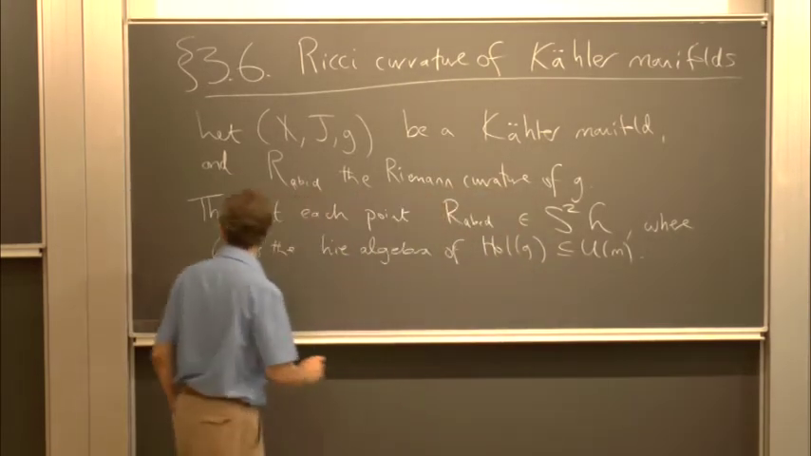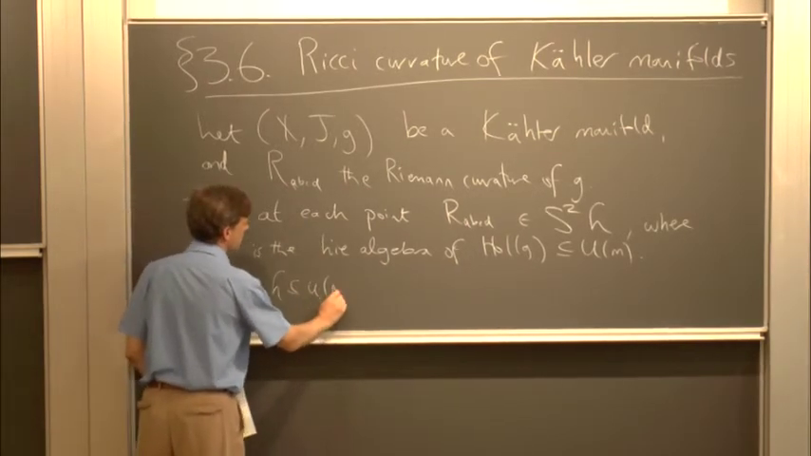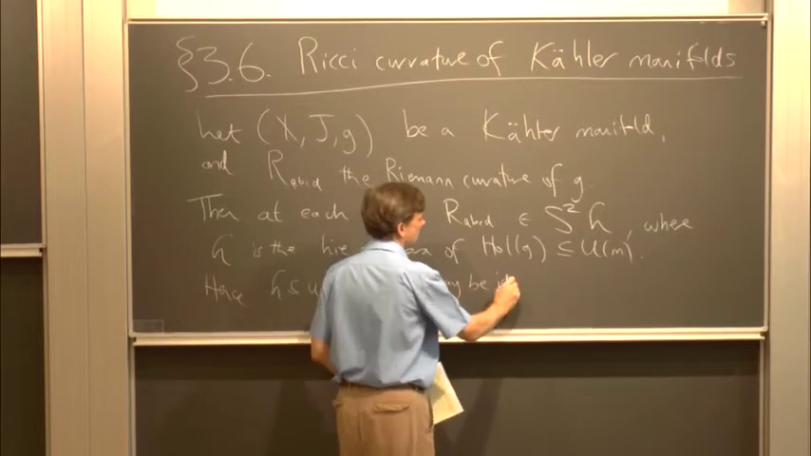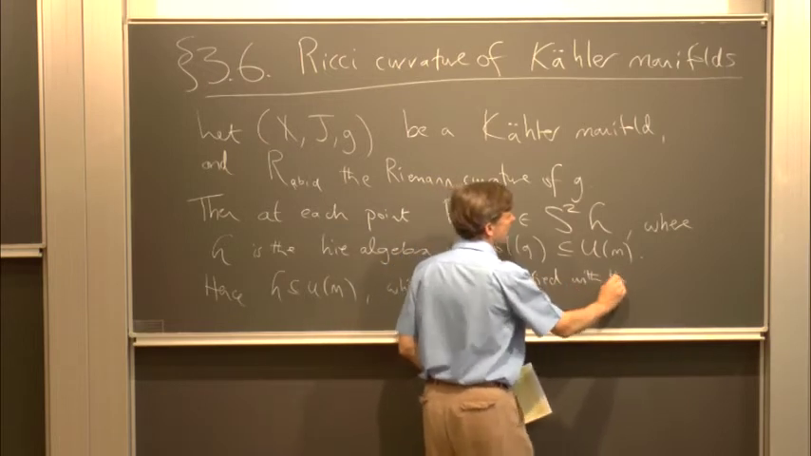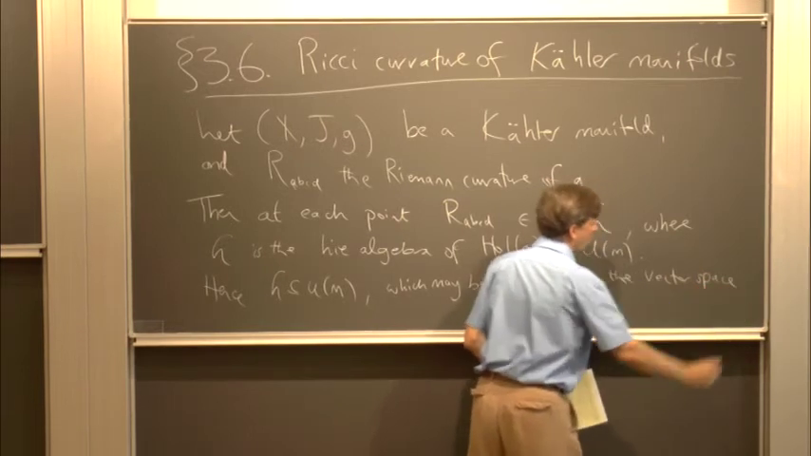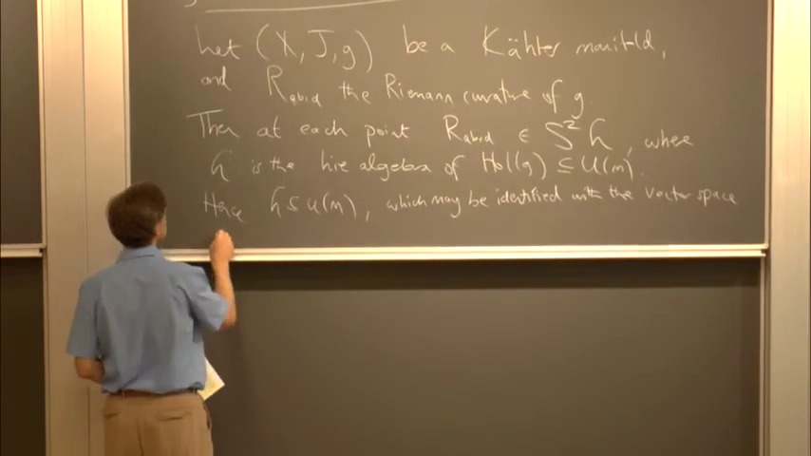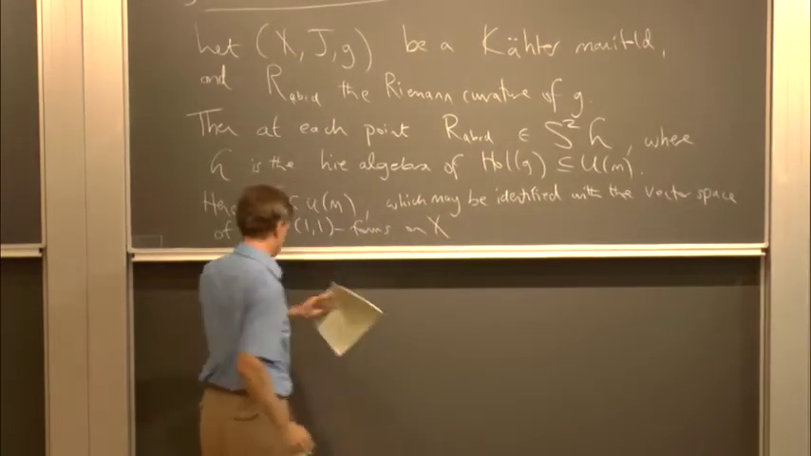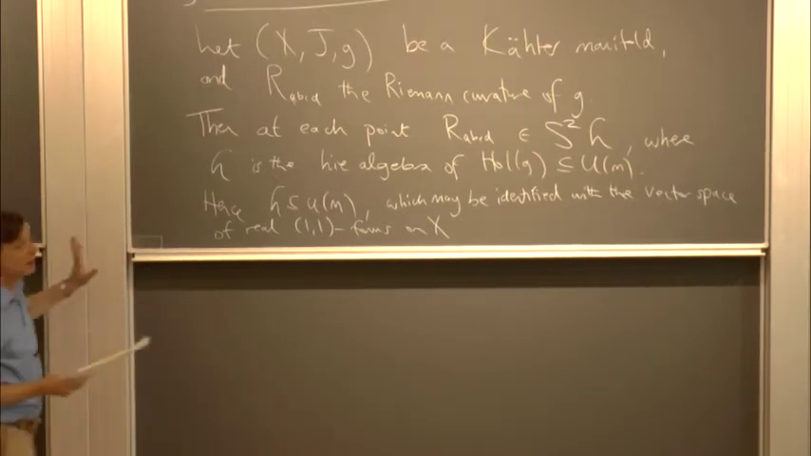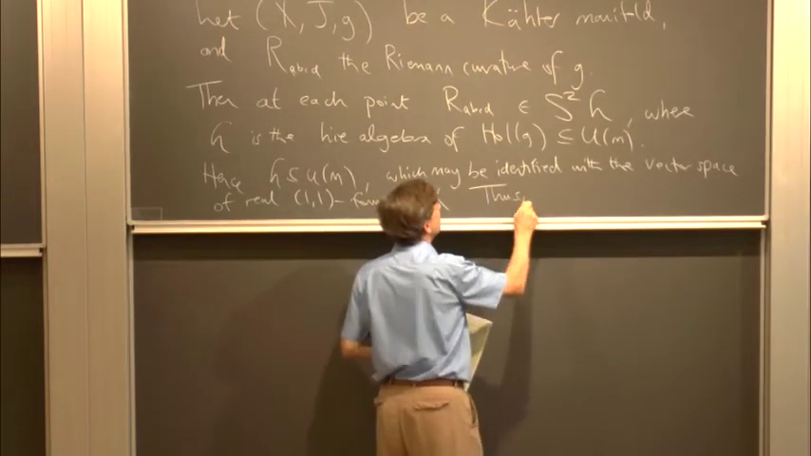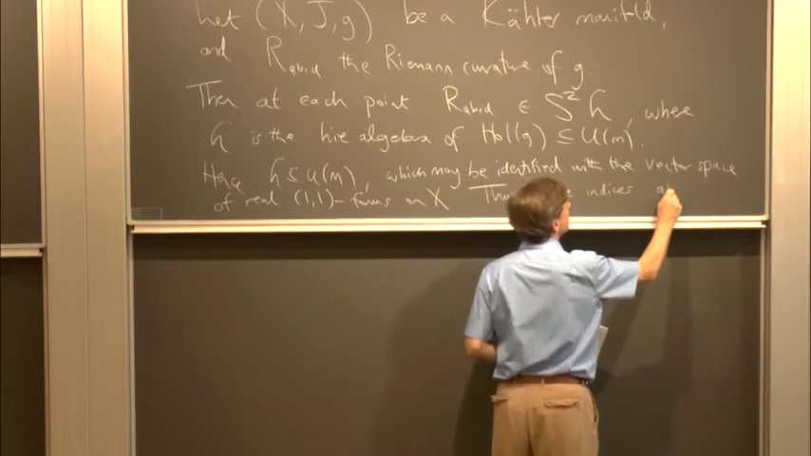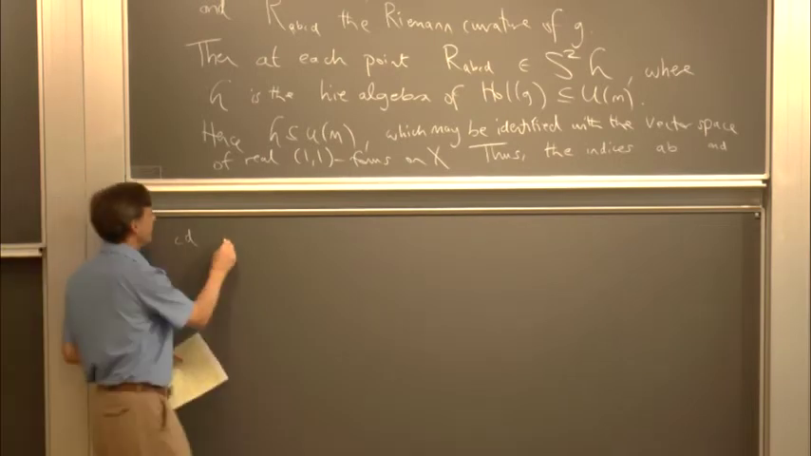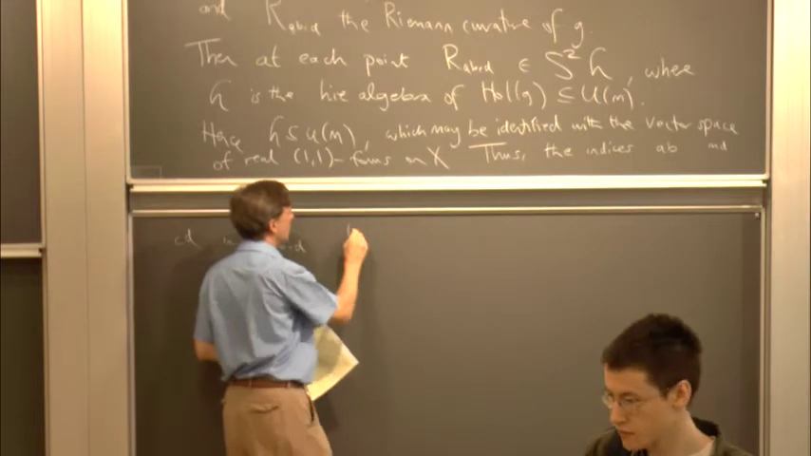So hence curly H is contained in little u(m), the Lie algebra of big U(m), which may be identified with the vector space of real 1-1 forms on X. So therefore the indices ab and the indices cd in R_abcd lie in the real 1-1 forms.